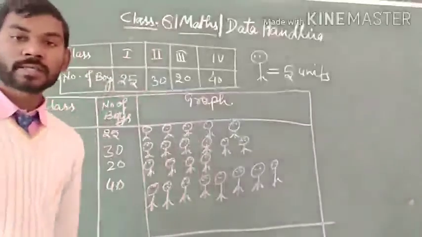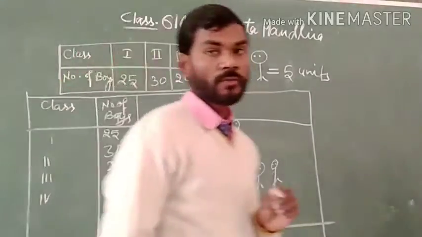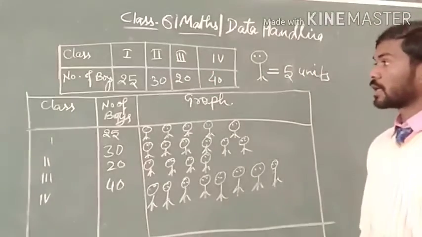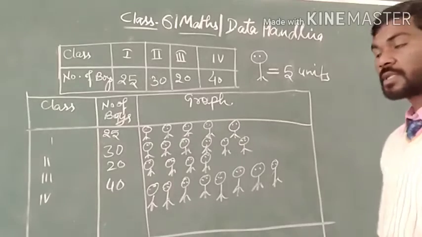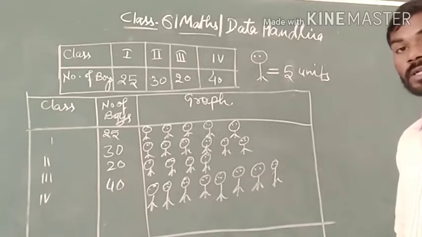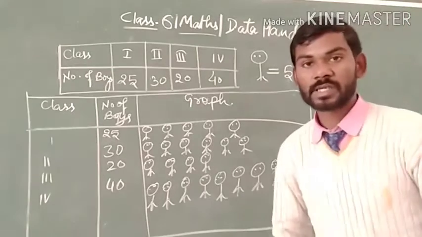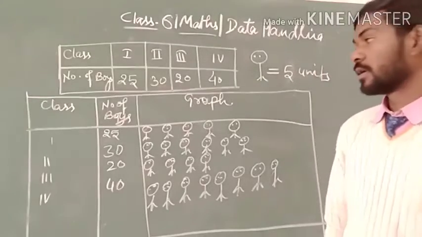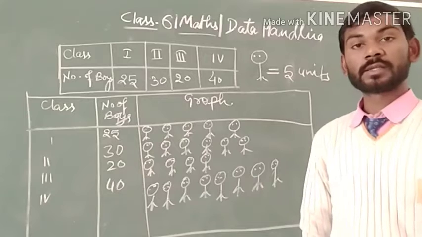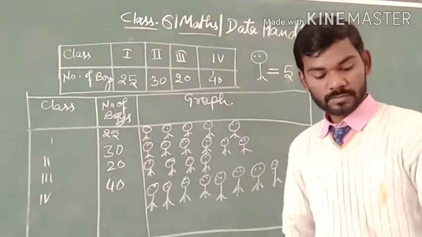So this is the pictorial representation of data. This method represents the data using pictures. I hope it is clear. Now let's see the next, that is the bar graph representation.